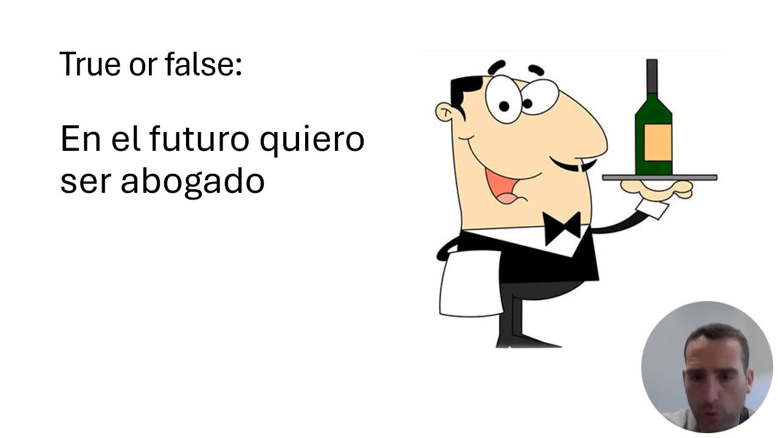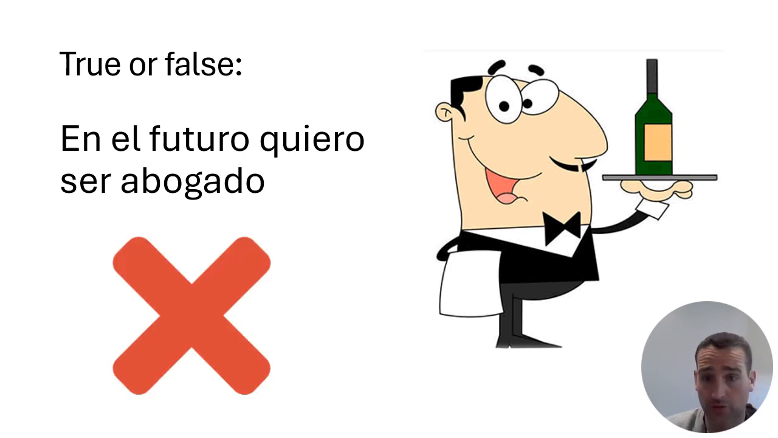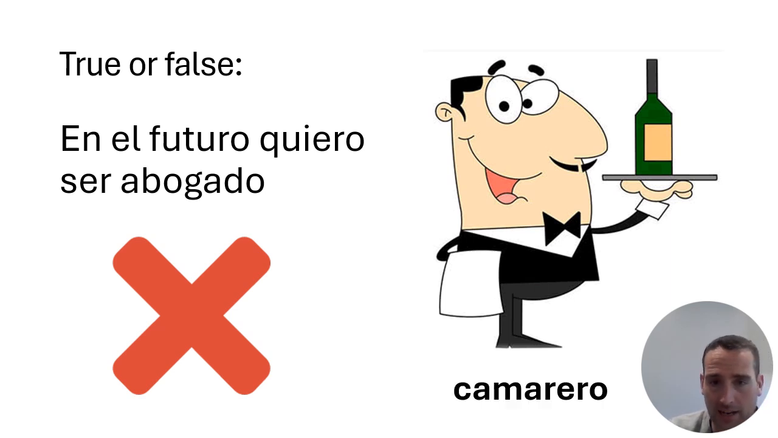Okay, team. True or false? Is that sentence true with the photo? So it says, en el futuro quiero ser abogado. Is that true or false? 3, 2, 1. It is false. It should say, en el futuro quiero ser camarero, ¿ya? Camarero, waiter, abogado, lawyer.